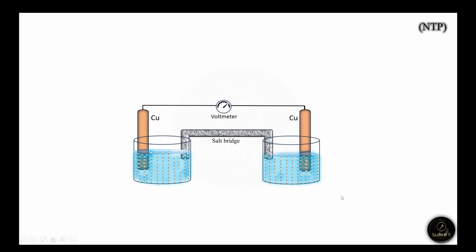So here we increase the concentration. Then it is understood that C2 is greater than C1. It means the concentration on the right hand side is greater than the concentration on the left hand side. Then this cell is represented by the formula copper, which is in contact with Cu plus 2 solution whose concentration is C1, which is connected by a salt bridge to again Cu plus 2 ions, but its concentration is C2, which is connected to copper.